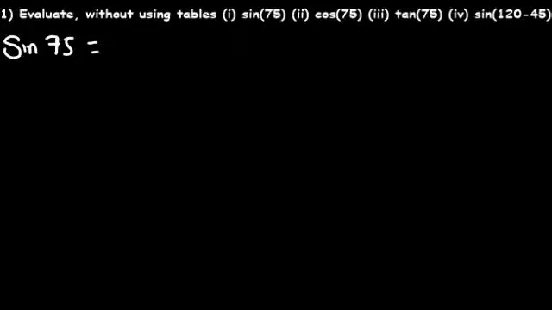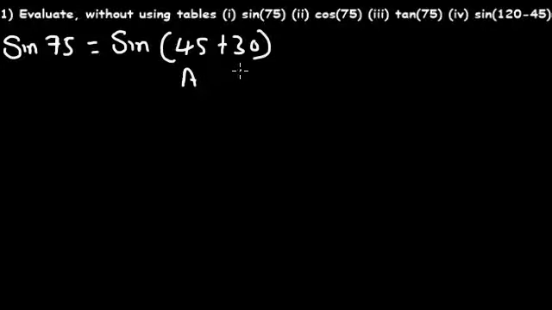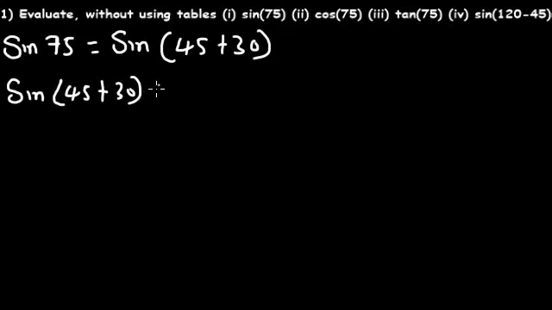So that will be your first step. So this is the same as sine of 45 plus 30. Now you can assume this is your angle A and this is your angle B, and then apply the formula that we discussed earlier to simplify it. So therefore, sine 45 plus 30 becomes the sine of 45 times the cosine of 30.